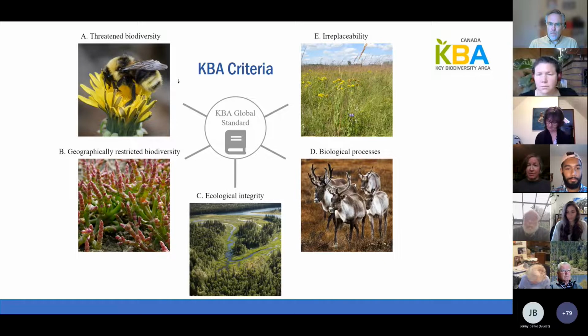One thing that I should mention is that the key biodiversity areas are relatively new. So even though now we're a couple of years in, the standard was only published in 2016, and Canada is still at the forefront of a lot of work to know how to identify key biodiversity areas in diverse landscapes using multiple criteria for different taxonomic groups and different ecosystems. You can go to the next slide.